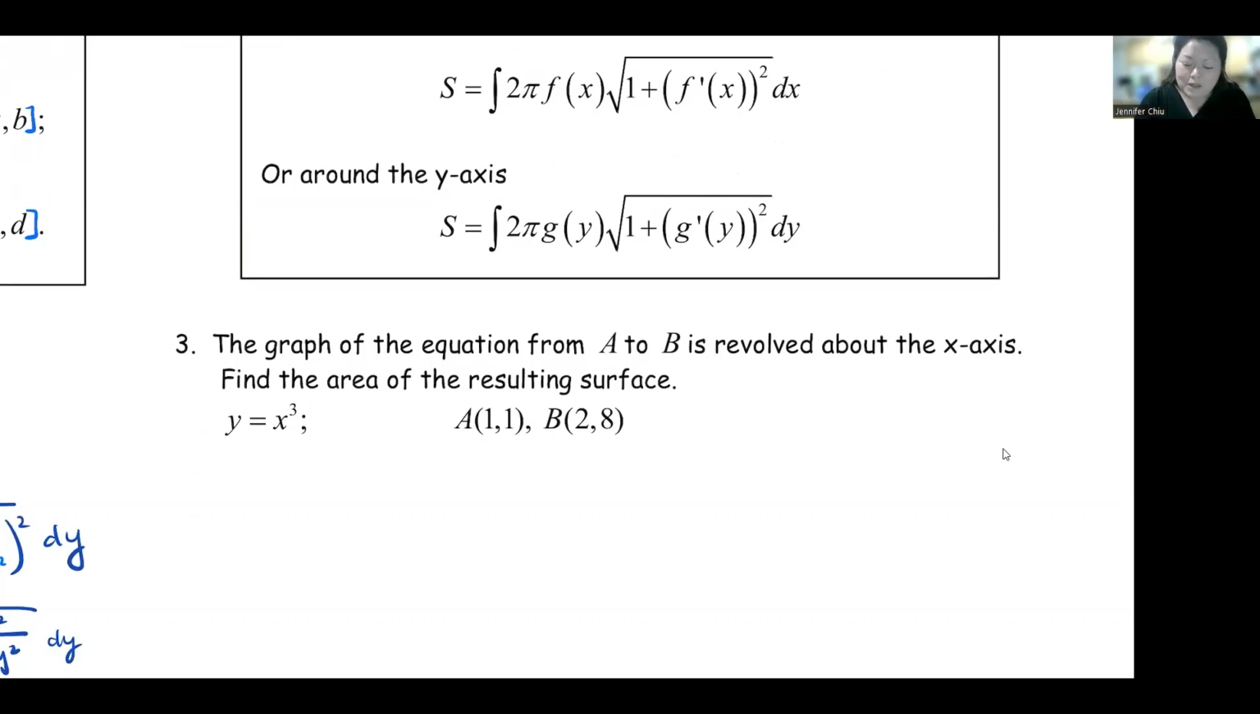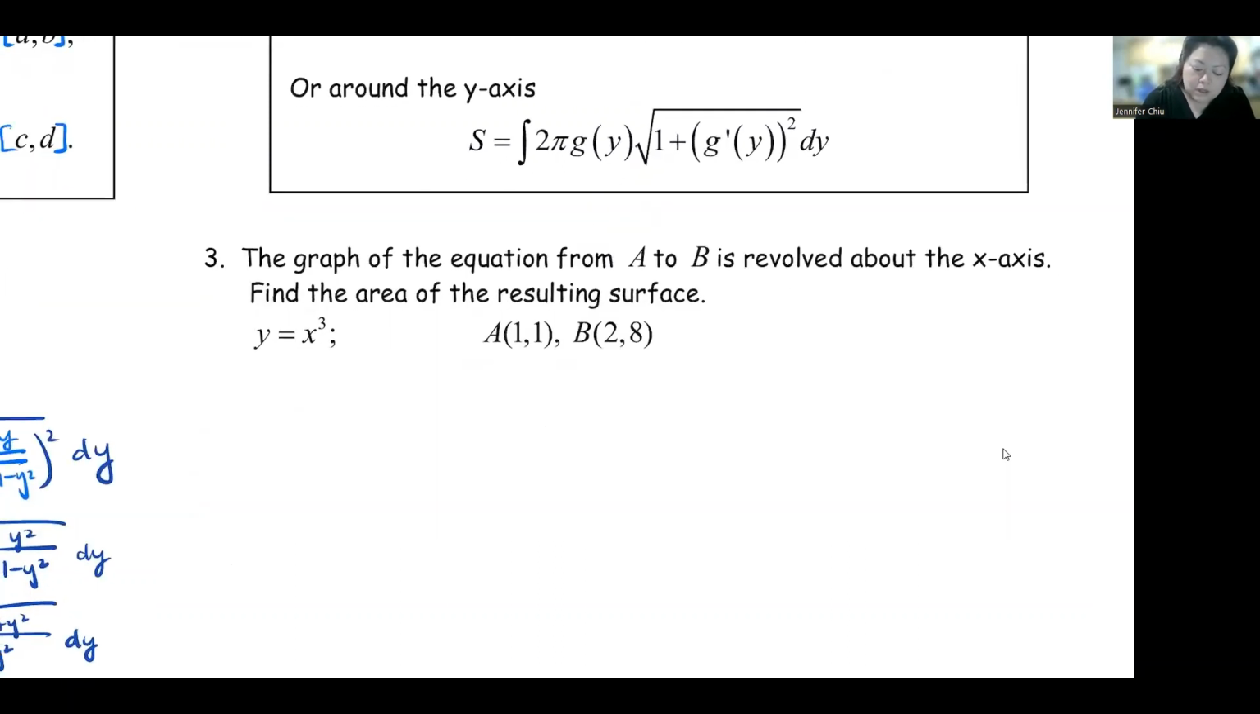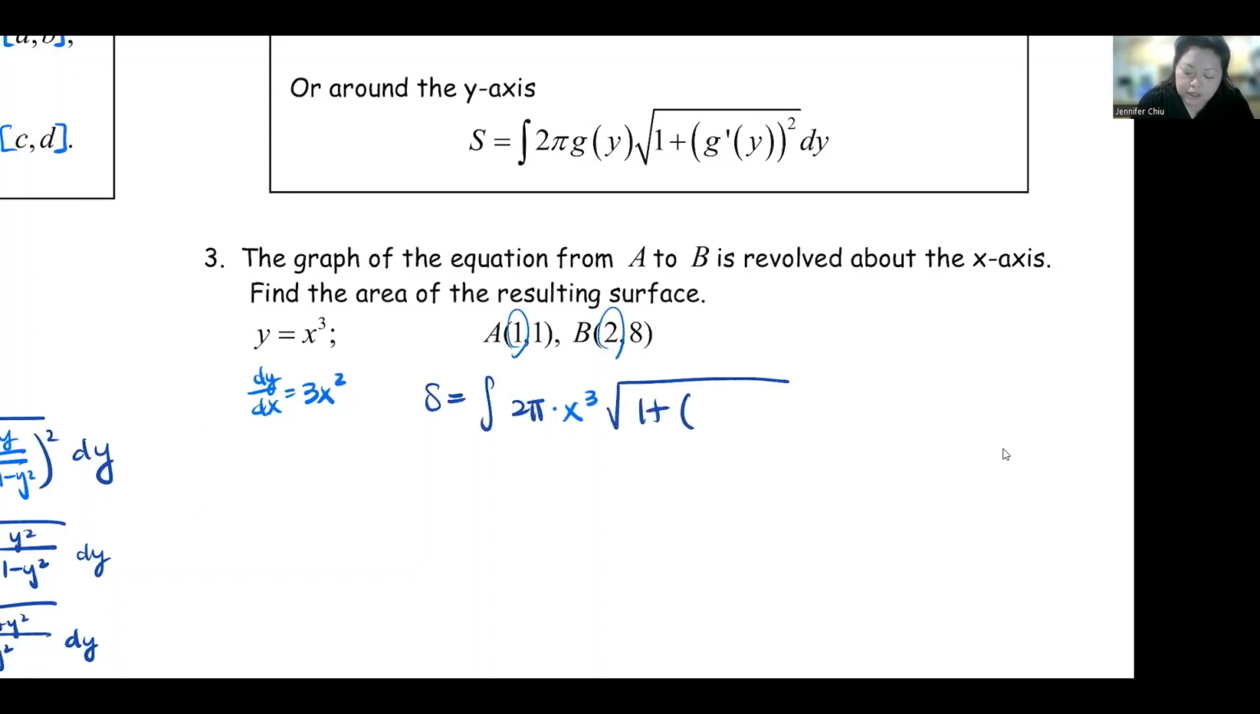Y equals x^3. All right, this one's a little bit nicer. We have y = x^3, so my dy/dx equals 3x^2. Okay, we're looking at a dx problem now, which means that we're only using my x values here. So surface area equals 2 pi times the original function, so times x^3, right? And then the arc length formula, square root of 1 plus the derivative 3x^2 squared, going from 1 to 2. Okay, so this is our setup.